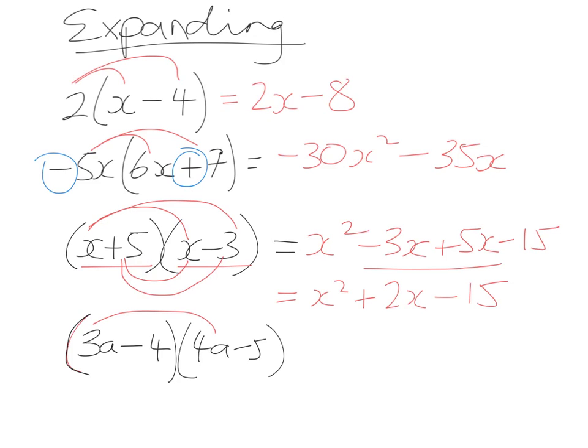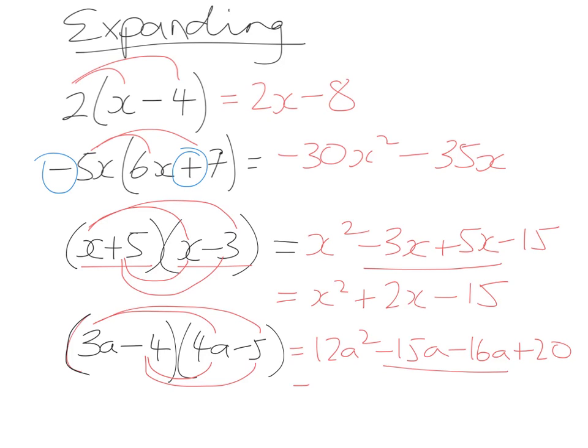Okay, 3a times 4a is 12a squared. 3a times -5 is -15a. -4 times 4a is -16a. And -4 times -5 is positive 20. Again, let's collect like terms. So 12a squared minus 15 minus 16 is minus 31a plus 20.